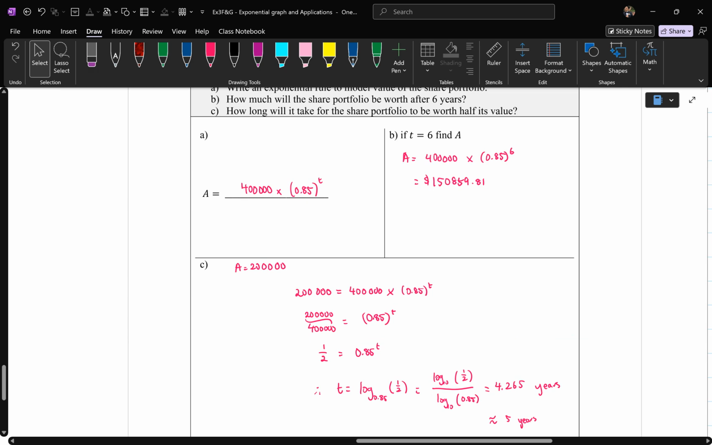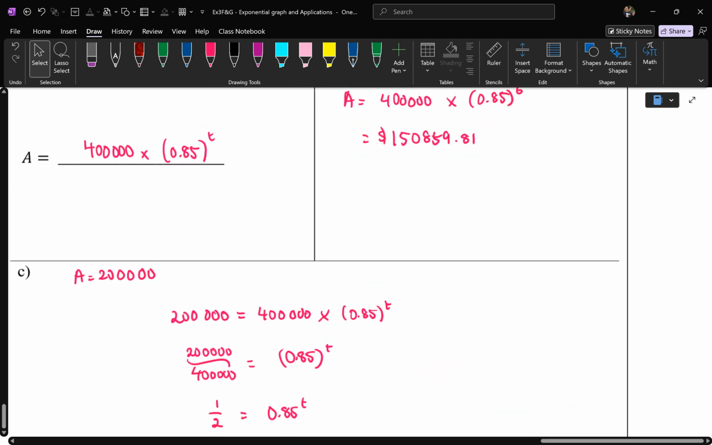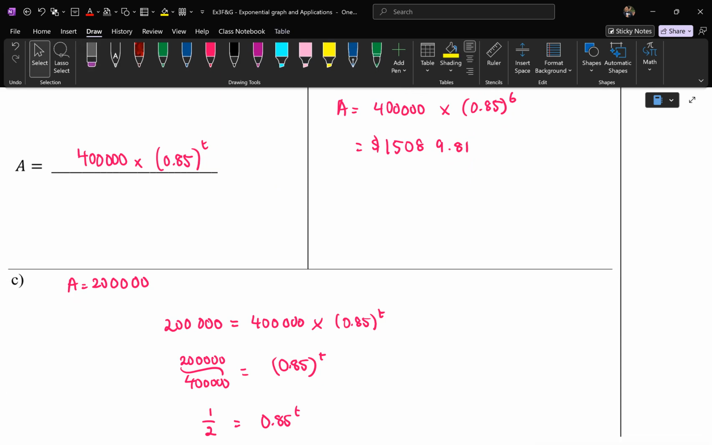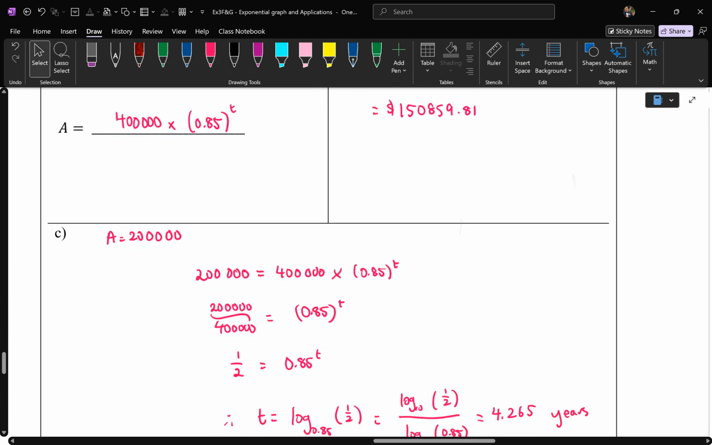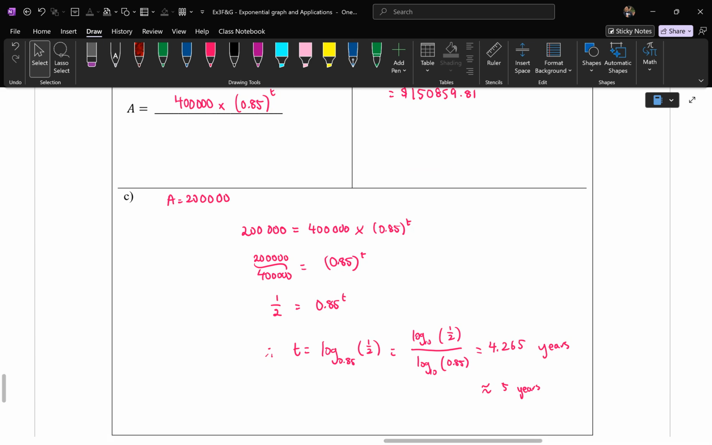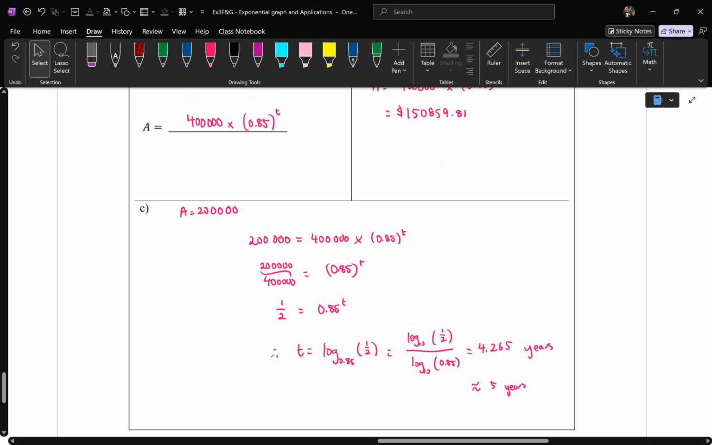All right, team, that's the answers. It should have been about 158,509. And then this one should be about 4.2 years, or rounded to the nearest year would be 5 years. If you got that, that's exercise 3G. Okay, that's 3G. Growth versus decay.